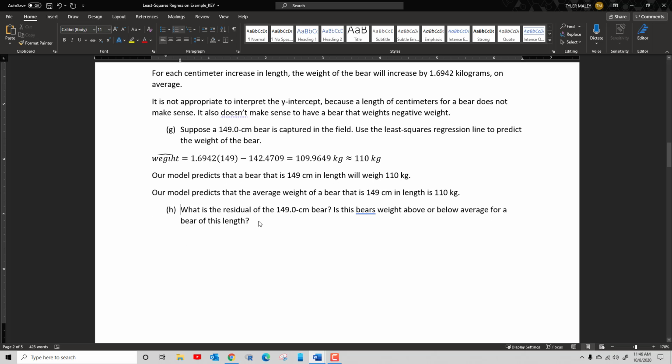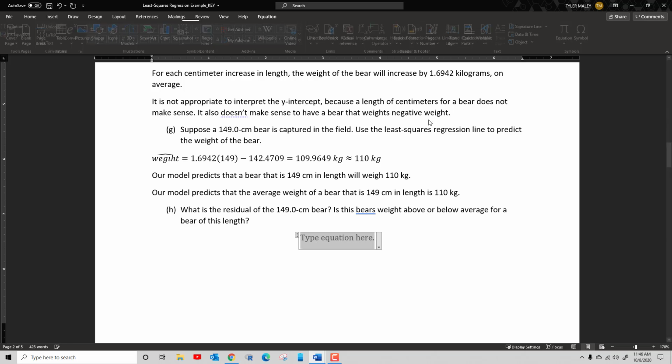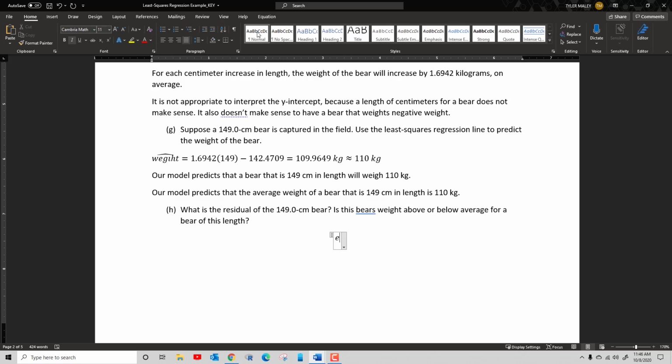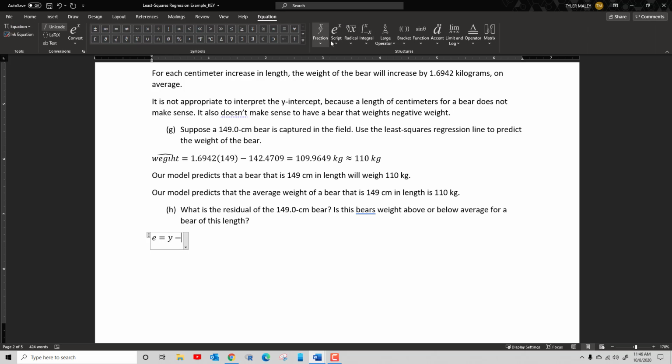Right. So now the next part is to calculate the residual, and we're asked, is this bear's weight above or below average for a bear of this length? Remember the equation for a residual. We use E to denote the residual. You can think of E like error. The residual is E equals Y minus Y hat, the observed minus the predicted.